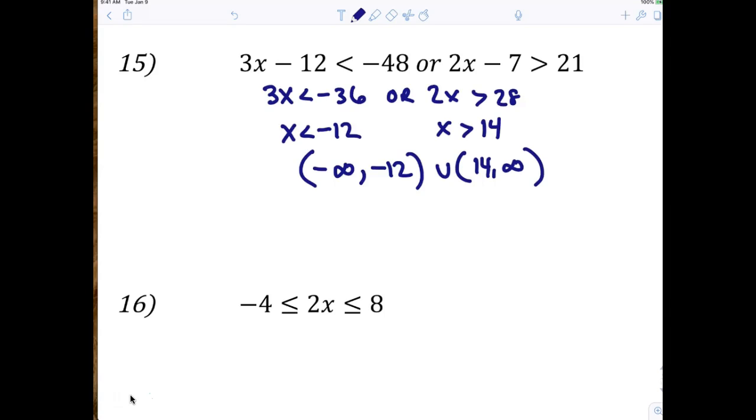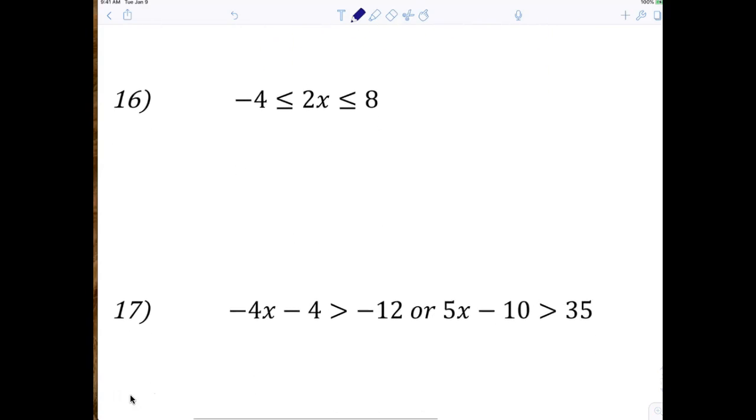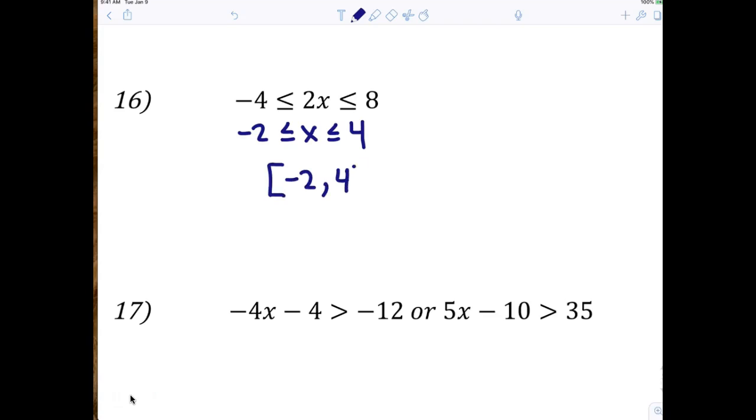All right. Number 16. What do I have to do first? Divide everything by 2. When I divide everything through by 2, I get -2 less than or equal to x less than or equal to what? 4. Which just means x is between -2 and 4. All right. So bracket -2, 4, and then bracket. Any issues with that?